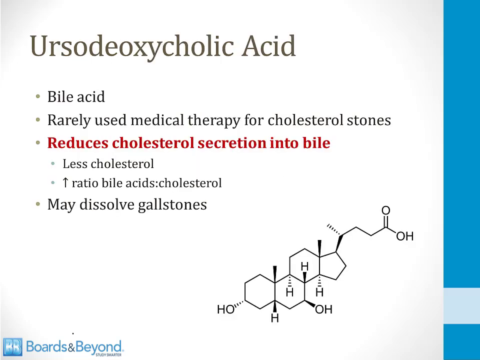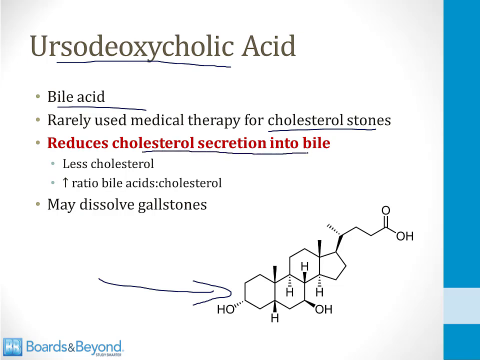It's not particularly effective and it's rarely used. It's called ursodeoxycholic acid. It's a bile acid. This is its structure shown on the screen, and it can be used as medical therapy for cholesterol stones only. It's not effective in pigment stones. The way it works is by reducing cholesterol secretion into the bile. As a result, there is less cholesterol to form stones. Sometimes this is referred to as an increased ratio of bile acids to cholesterol, and this is unfavorable for the formation of stones, and it can sometimes lead to dissolution of gallstones.